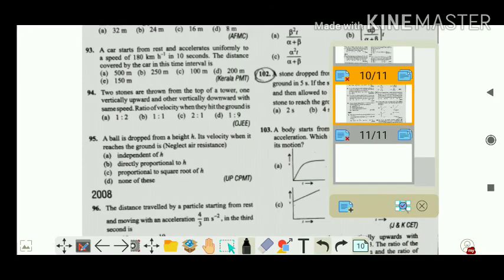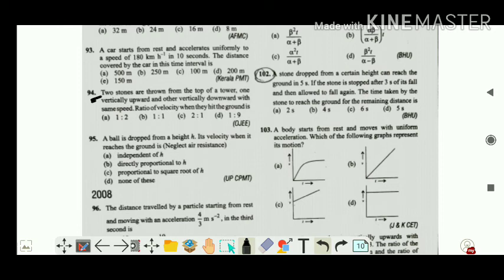So let's do the 94th question, guys. So what is the question mentioned? It is said that two stones are thrown from the top of a tower, one vertically upwards and the other vertically downwards, with the same speed. The ratio of the velocities when they hit the ground is asked, right?